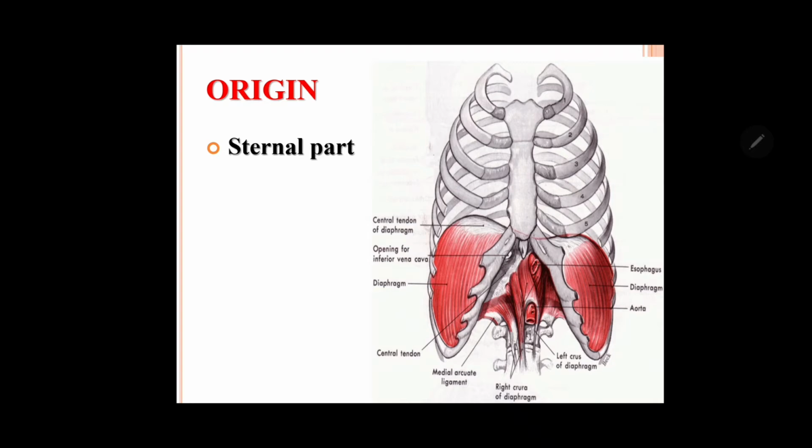And if you see the origin of the diaphragm, it has the sternal origin and costal origin. Sternal origin is from the posterior surface of the xiphoid process. The costal origin is from the lower 6 ribs, you can notice there, and also a contribution is there from the lumbar vertebrae in the form of right and left crus. Right crus is longer, left crus is short.